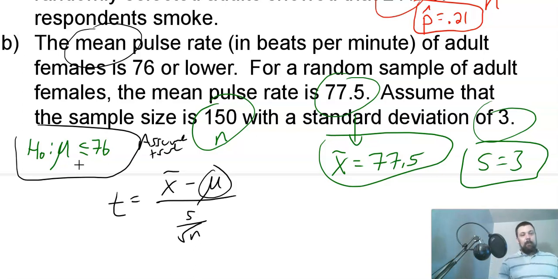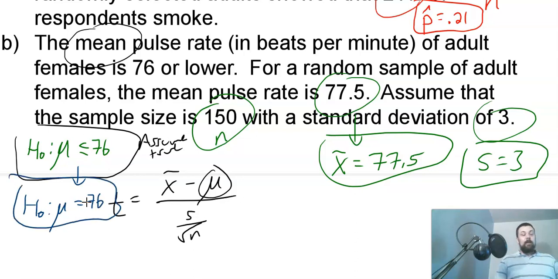So I don't know if that makes sense. But if you simplified it, then you just go with the simplification, right? So the null simplifies to this. That gives us the number that we actually want to plug in for mu. All right, so we're going to plug in 76 here. So let's go ahead and plug these numbers in.